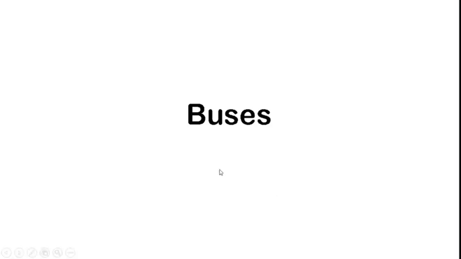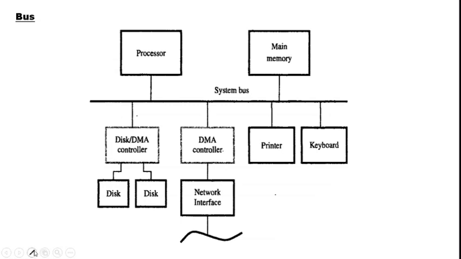We will see about buses. Buses are electronic interconnections that bring together the various components of a computer system like the processor, main memory and IO devices. Based on how these devices interact with each other, the buses are divided into various types based on the protocol which these components use. So we will see the different types of buses.